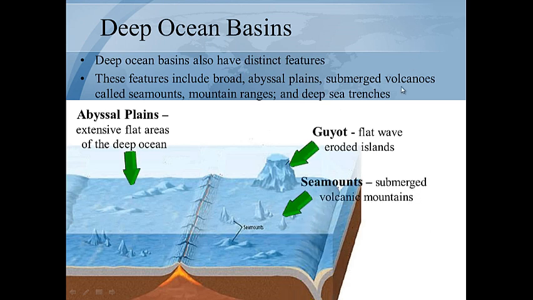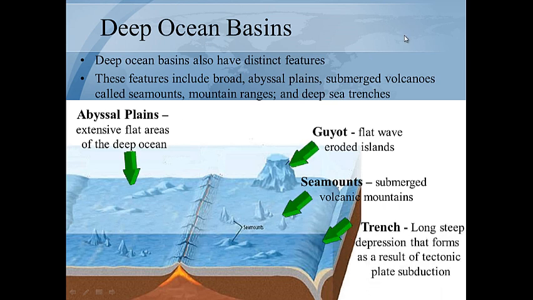Okay, seamounts, submerged volcanic mountains here. These are volcanoes essentially underwater. And we do get volcanoes underwater. Most people don't realize that. And then deep sea trenches. Okay, coming back to plate tectonics here. Long, steep depression right here. This long, steep depression that forms as a result of tectonic plate subduction. Remember, plate tectonics here. Plate subduction occurs at deep sea trenches.